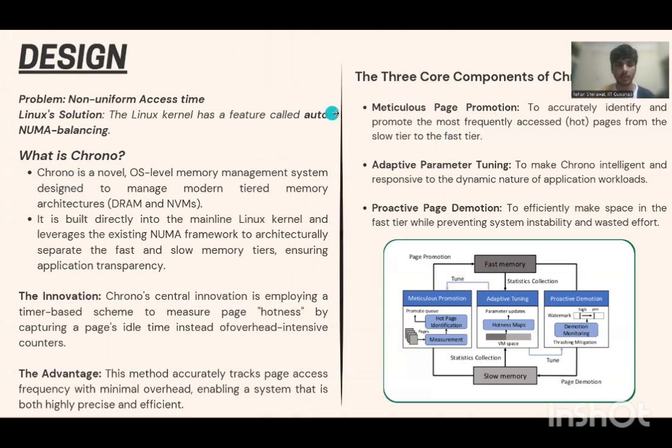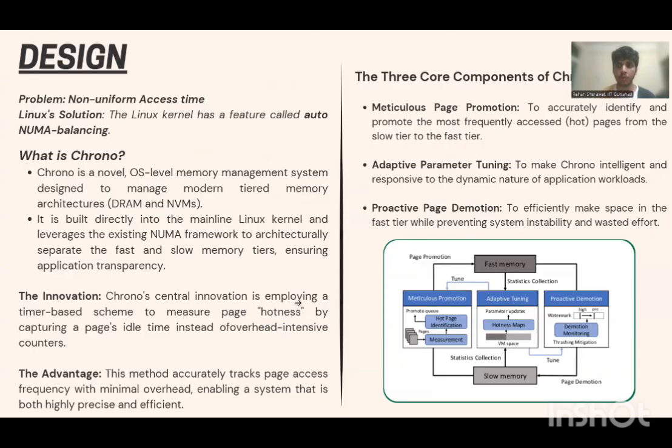Next, we move to the design aspect of Chrono, where we try to answer the problem of non-uniform access time. That means CPUs, when they are trying to access pages, want them to be as close as possible. This is solved by Linux using a feature called auto NUMA balancing. And Chrono's architecture is based upon the same NUMA framework. It is an OS-level memory management system which came into place due to the modern tiered memory architecture, where we have some faster memories and some slower memories, and some pages that are very hot. Hotness is defined as the number of times a page is accessed in a particular time interval.